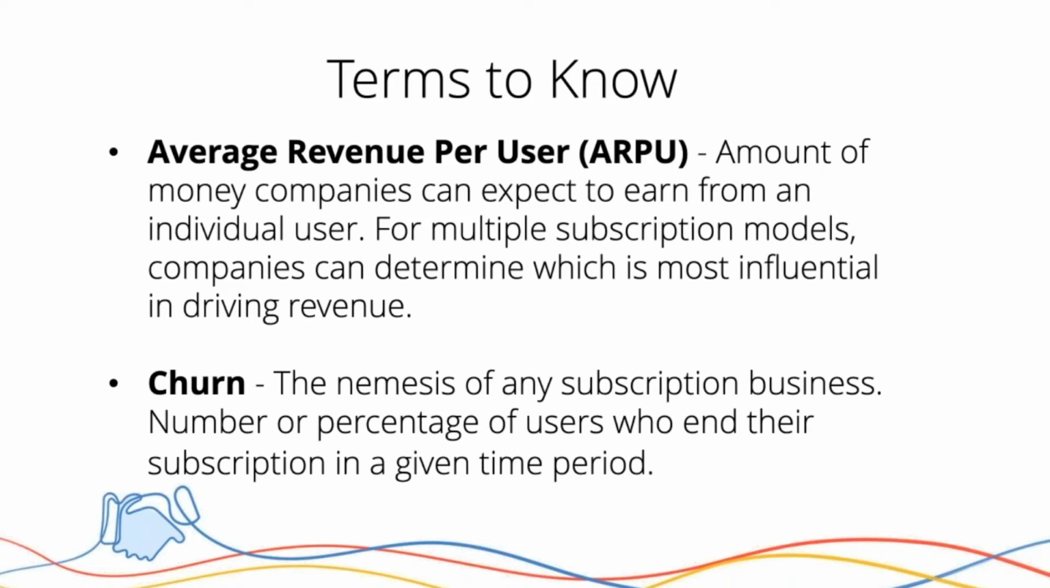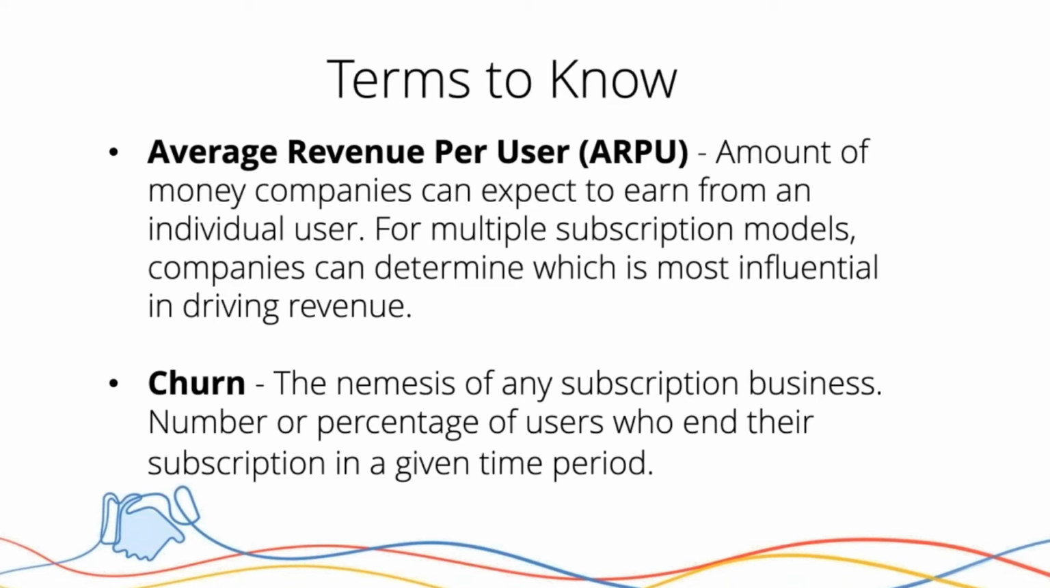And then churn. So churn is extremely important. We like to call this the nemesis of your subscription business, right? It's the number or percentage of users who end up canceling in a given time period. So this is also known as the rate of attrition, right? So the percentage of people who stop using your app or your service within a given period. Rate of attrition, churn rate.